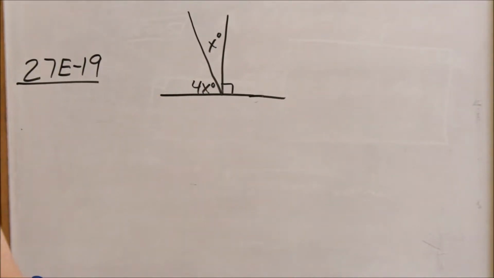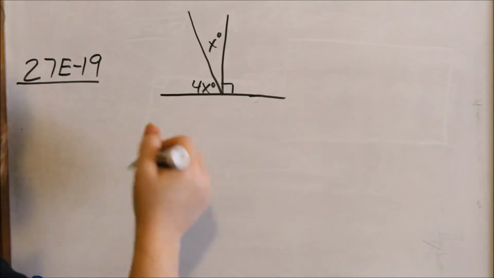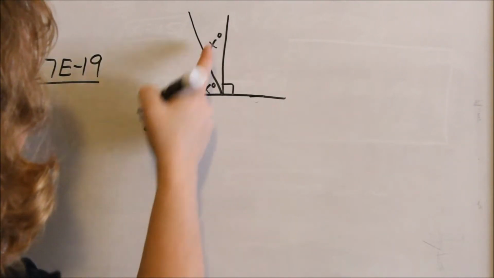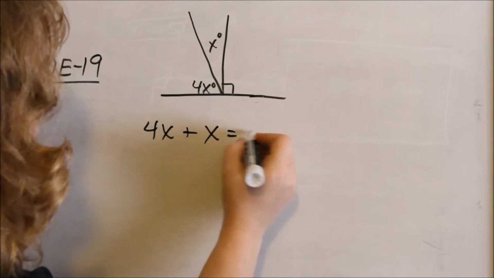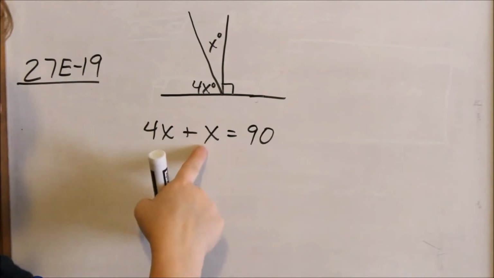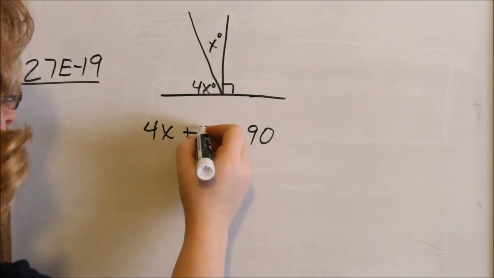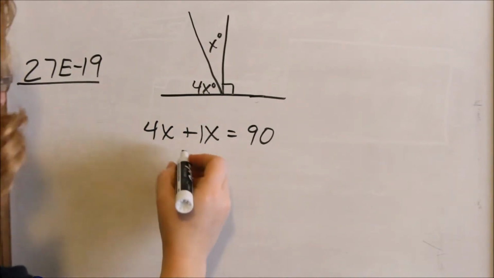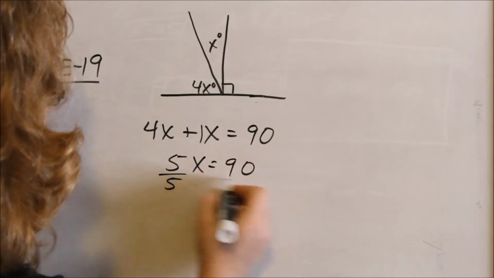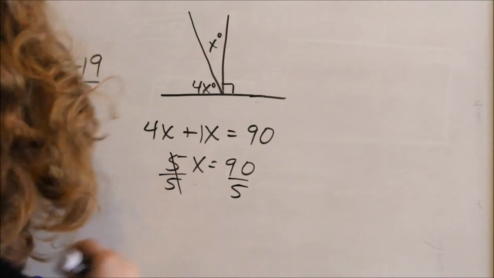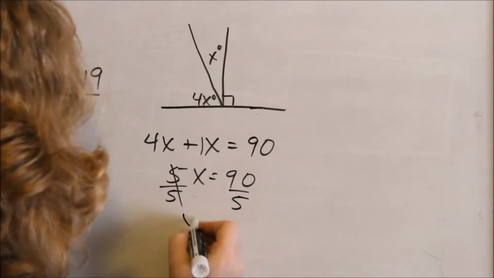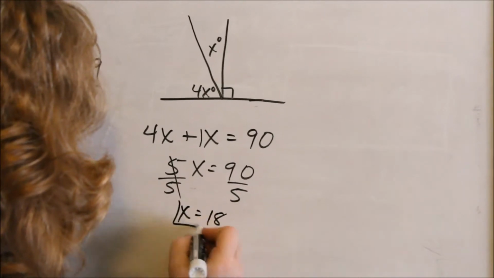Complementary angles add up to what? 90 degrees. So I can see that this angle, 4x, plus x, would add up to 90 degrees. Using algebra, what is the coefficient in front of this x? A 1. 4x plus 1x is 5x. Divide both sides by 5. So you see that x equals 18.